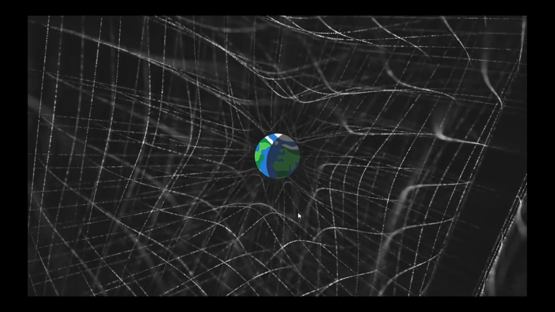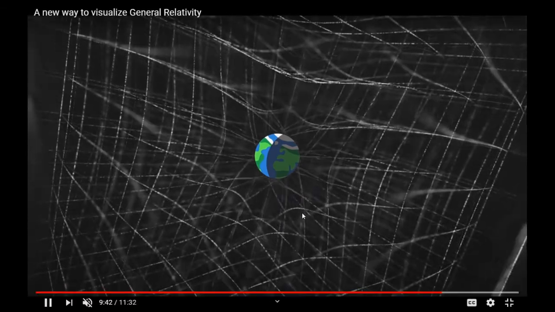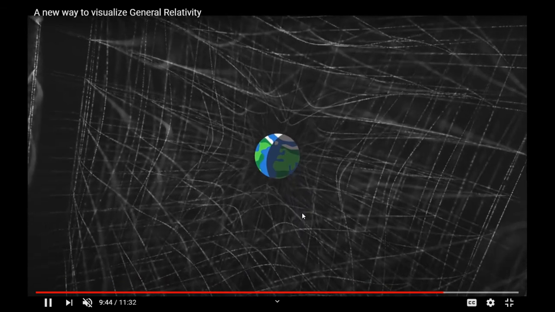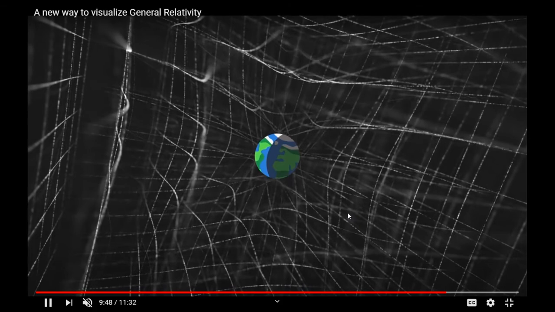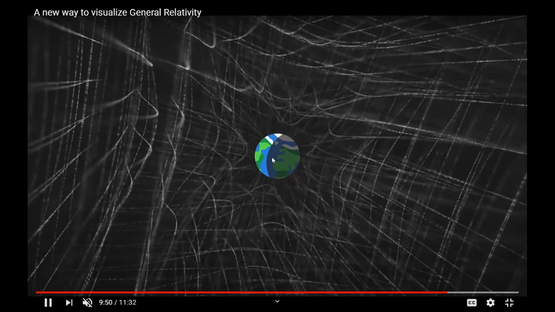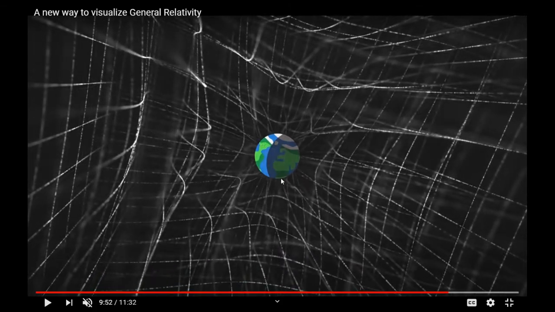It keeps pulling it in, pulling it in, pulling it in from all sides. Top, bottom, left, right, front, back, doesn't matter. It's all being pulled in toward this. And this flow in toward the planet is gravity.